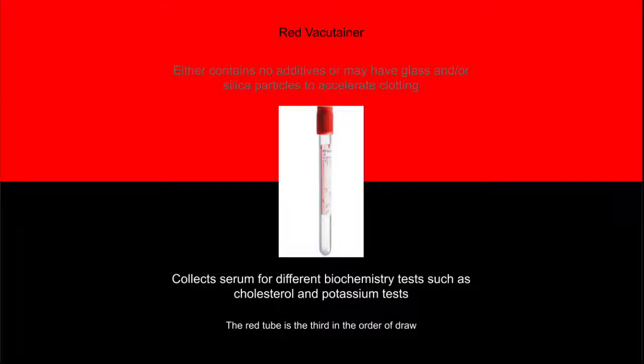This is the red vacutainer tube. It either contains no additive or it may contain glass or silica particles to promote clotting. This tube collects serum, so the blood is allowed to clot, and then is spun in a centrifuge to collect every part of the blood except for the clotting factors. This is used mainly in blood chemistry tests, such as cholesterol and potassium tests.